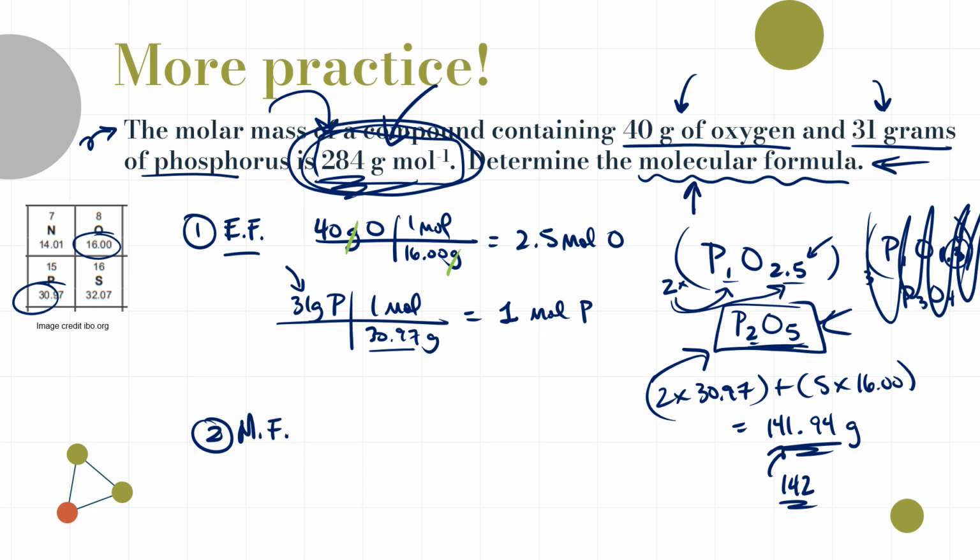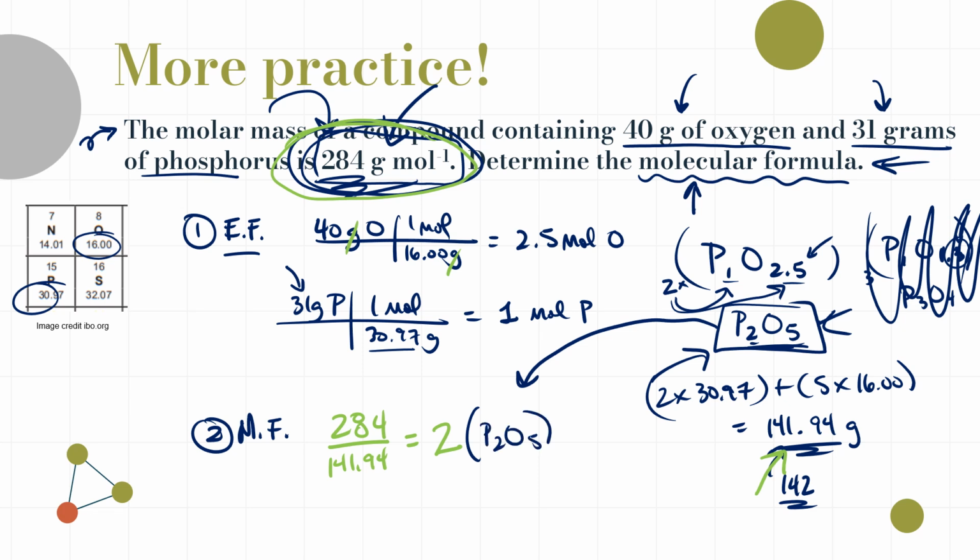What we're going to do instead is take our molecular formula's molar mass, 284 grams per mole. We're going to divide it by the empirical mass, 141.94, which is almost the same as 142. And then when we do this division, we're going to round liberally to 2. And so our scale factor is 2. We're going to take 2 and we're going to multiply our empirical formula by the scale factor of 2. And we're going to get a final answer of P4O10. P4O10 is our final molecular formula.